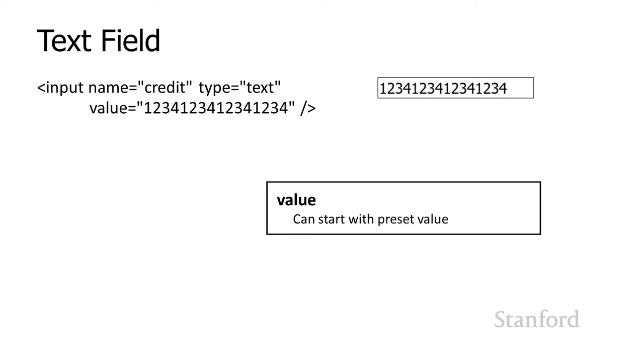Now, so far, our text field has started out empty. You can start off the text field with a pre-existing value. So, you know, probably if there's a field for credit card, the correct answer is not none. And so we might want to start off with a value. So we could start off with the value 1234, 1234, 1234, 1234. And so the user would be able to either submit the initial value, or they would be able to edit it.